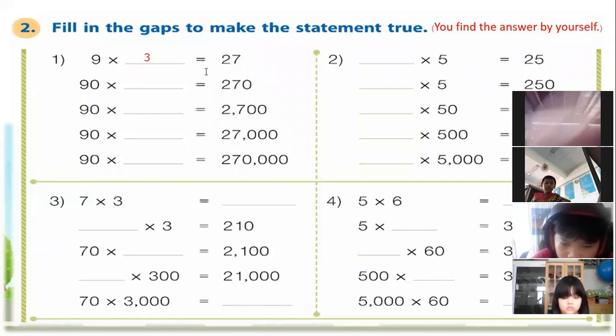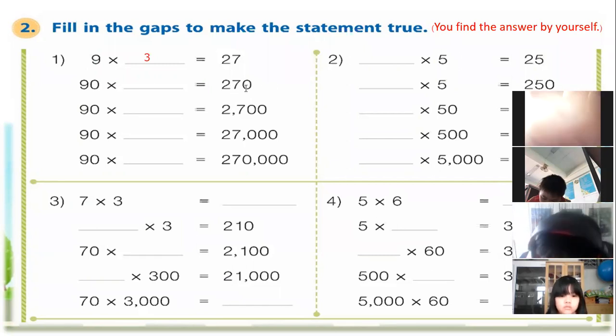Now, step 2. We have 9 tens multiplied by how much? So we have 270.